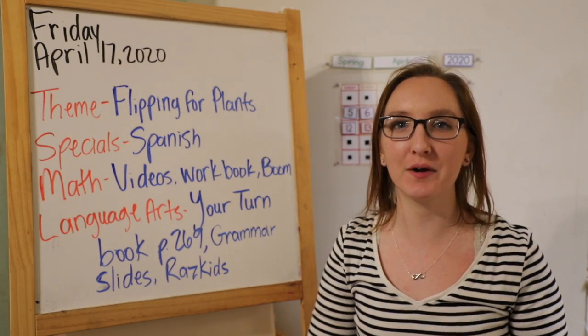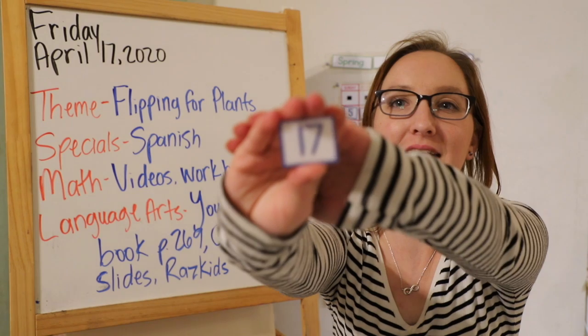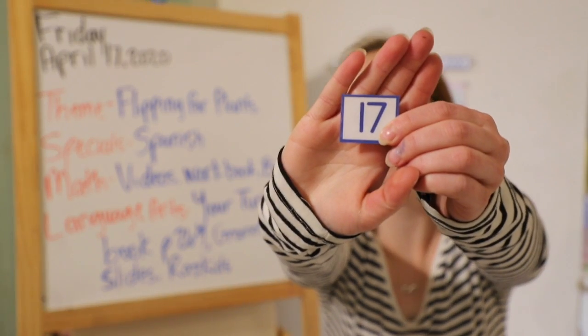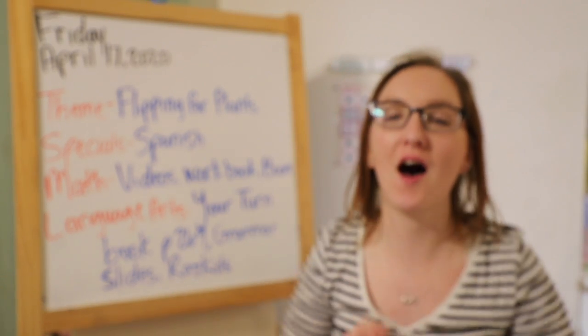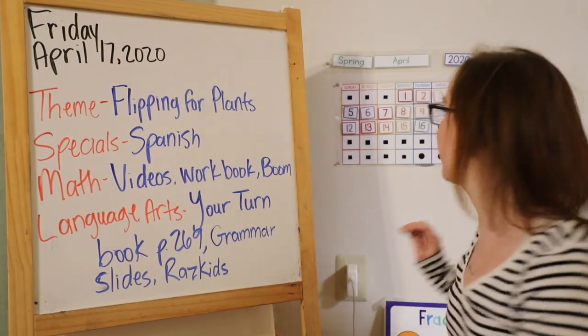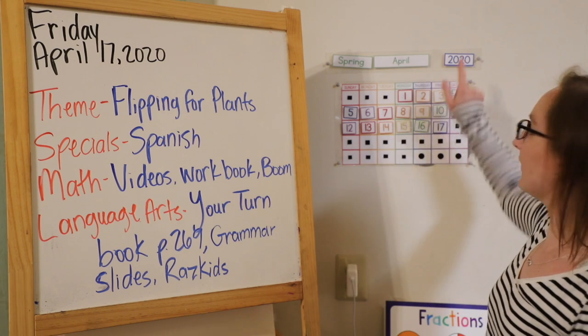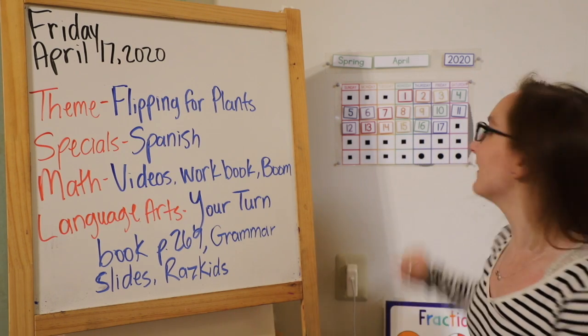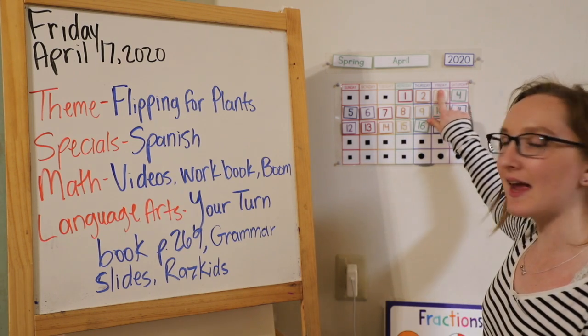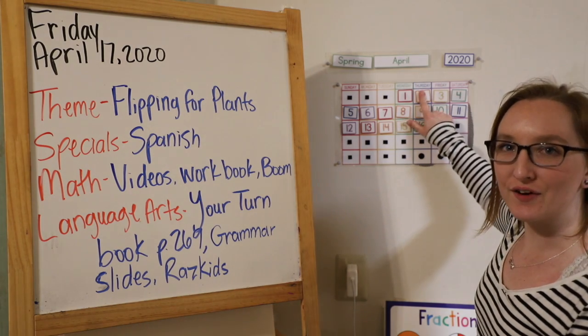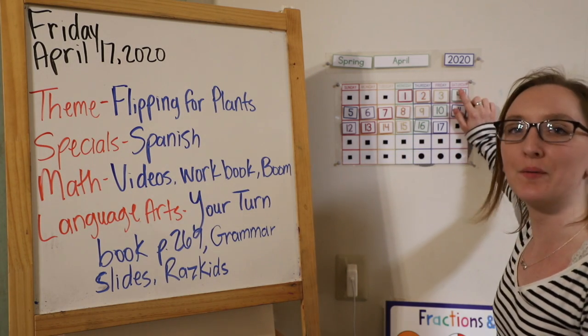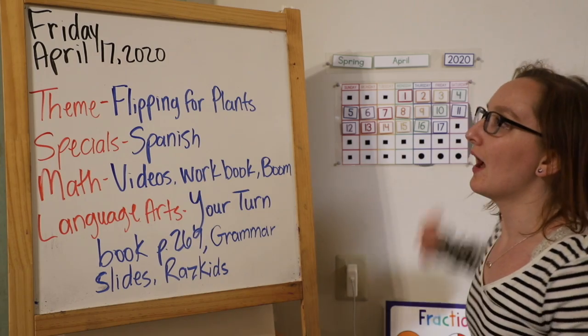So we are going to put up our little 17 on our calendar now. So let's go ahead and put that up. We'll see that it's April 17th, 2020. Today is a Friday. Yesterday was Thursday, and tomorrow is going to be Saturday.